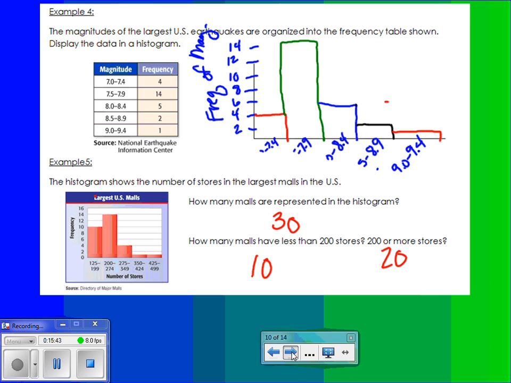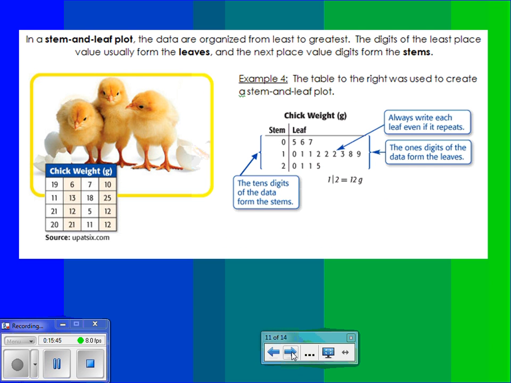Okay. We're getting there now. Last thing that we're going to look at today is the stem and leaf plot. Okay, stem and leaf plot. That's what we're going to look at. All right. So, in your stem and leaf, you're going to take a table of data like this. This kind of reminds me of the mean, median, mode, range tables that we looked at a little bit ago.